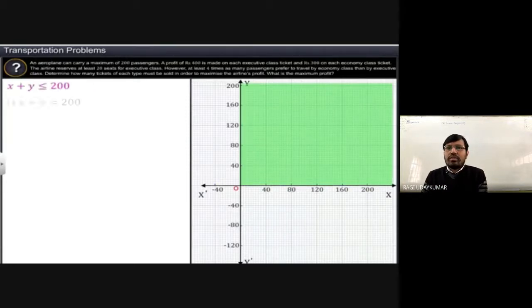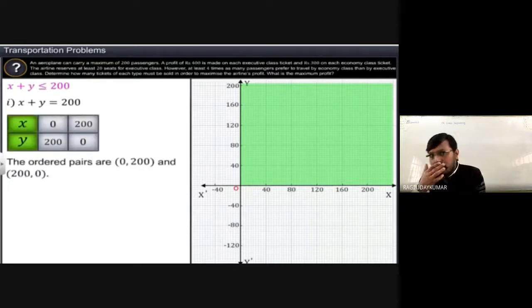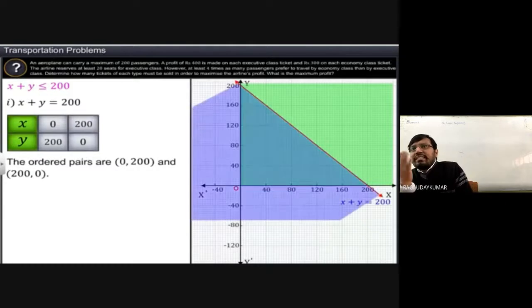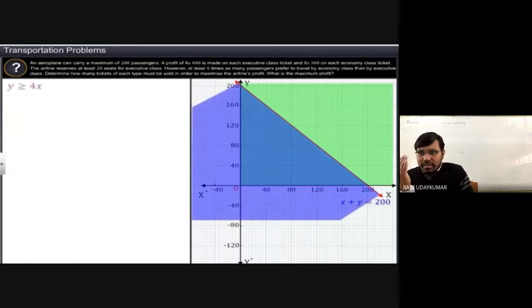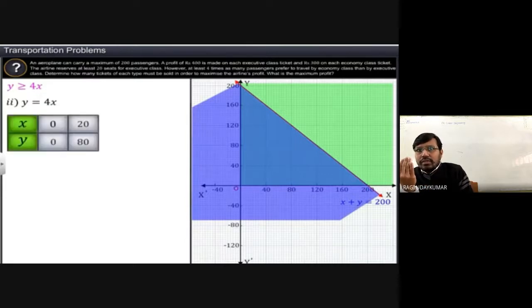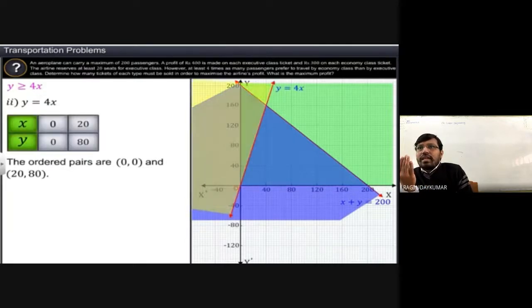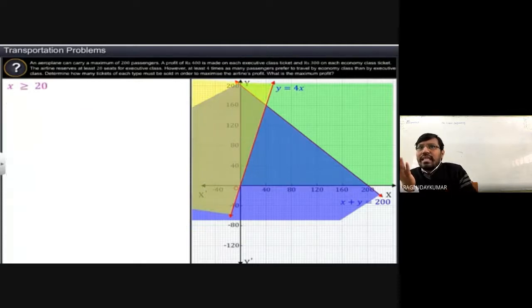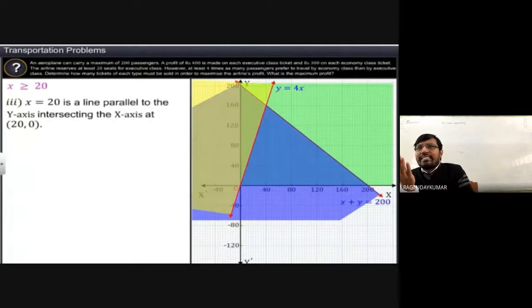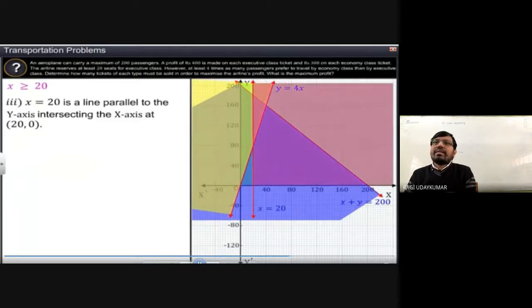Now for the equal to 0 line, you get the ordered pairs by marking them, and the less than 0 side is the blue color. y greater than or equal to 4x. See here, how do we mark the line passing through it, sir? y equal to 4x is this line. You take any point and substitute it in y greater than or equal to 4x.